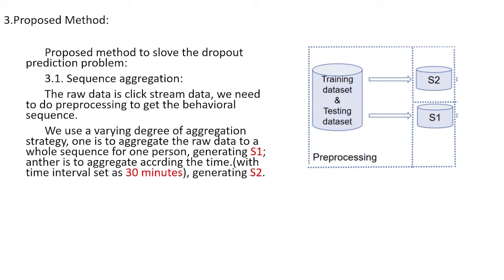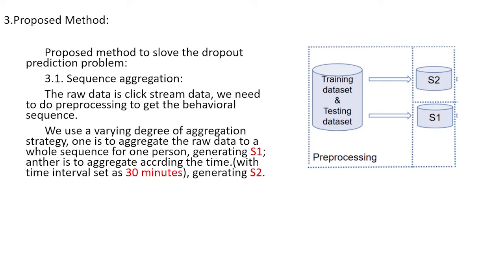First of all, we divide the whole dataset into a training dataset and a testing dataset by 4-to-1. Therefore, 80% of the data is taken as the training dataset, and 20% of it is taken as the testing dataset. Then, we will do preprocessing on the dataset. Preprocessing includes two parts. The first part is carried out on the whole dataset, and we aggregate the behavioral records from the raw dataset into behavioral sequences, and then each participant corresponds to one behavioral sequence.